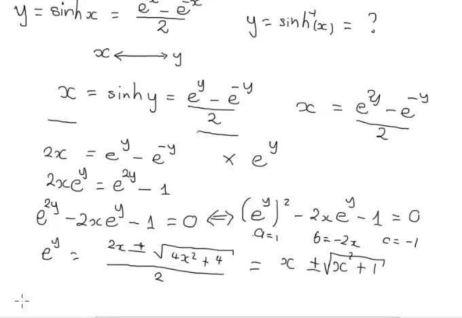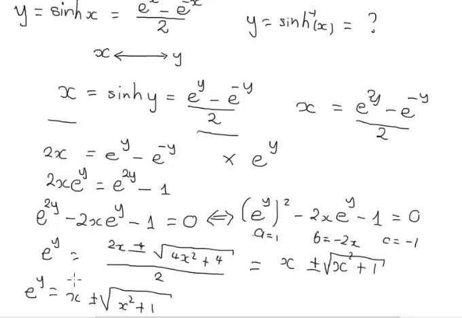Now, let's just shift this a bit. From there, we are sitting with e to the power y equals x plus or minus the square root of x squared plus 1. Now, we actually want y, isn't it? Because that's our inverse, isn't it? So what are we going to do? To free y from e, what do you do?